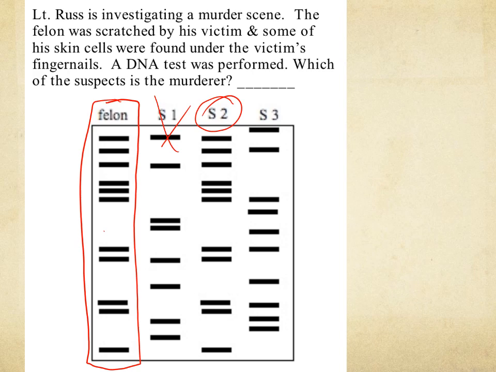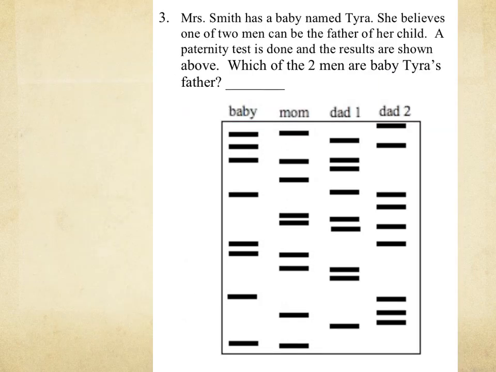I saved this question for last because this is a little bit trickier, not really, but just illustrates a really important thing you need to remember here. I mentioned before, all of our DNA comes from either mom or dad. So we have this question here. It says, Mrs. Smith has a baby named Tyra, and she believes that one of 2 men can be the father of her child. A paternity test is done. The results are shown above. Which of the 2 men are baby Tyra's father?